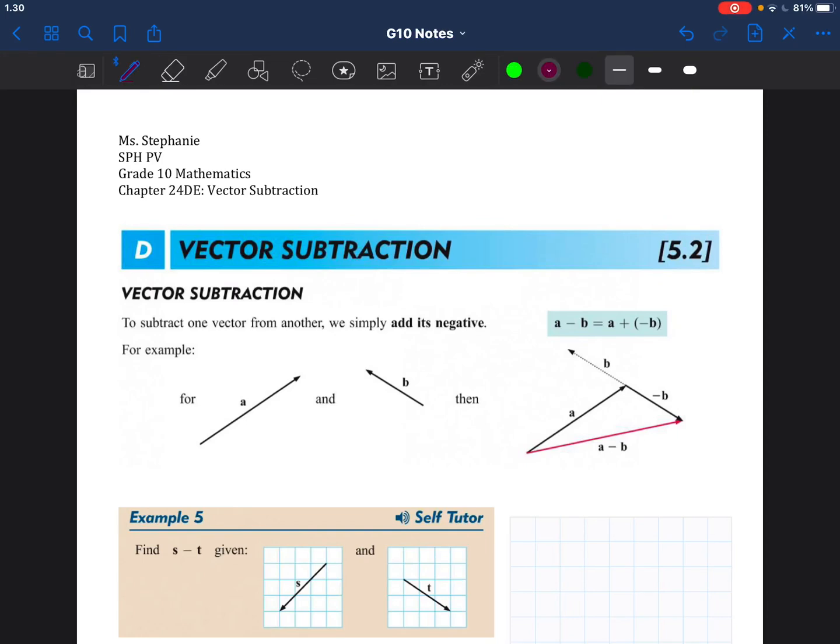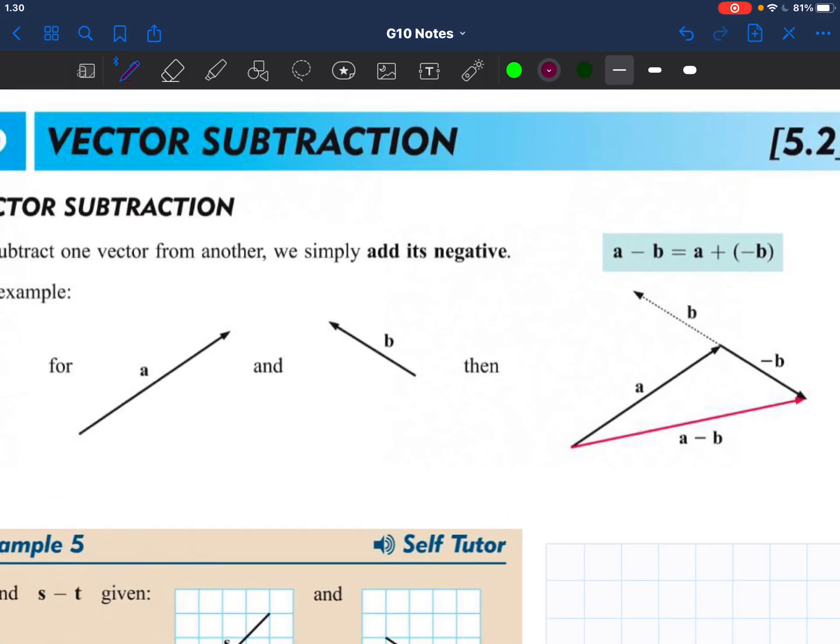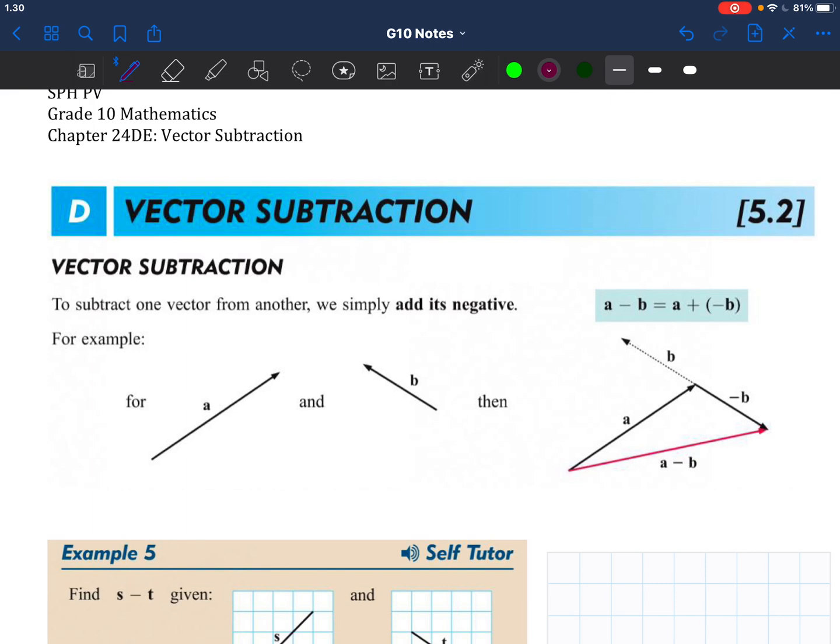Alright, so we've done vector addition, and right now we're going to do vector subtraction. So that's only 24D. 24E and F will be on another video. Alright, so vector subtraction. To subtract one vector from another, we simply add its negative. So you can also say there's no such thing as subtracting vectors from each other.